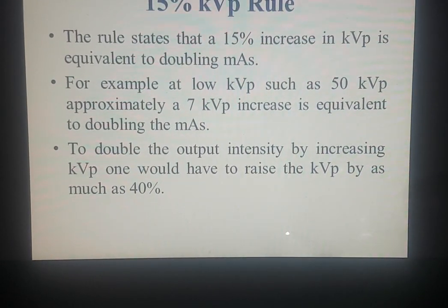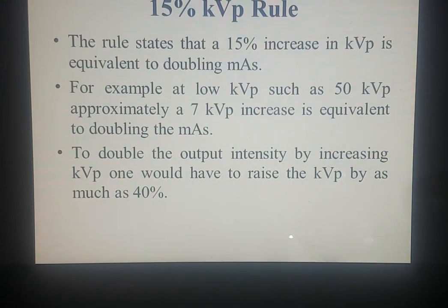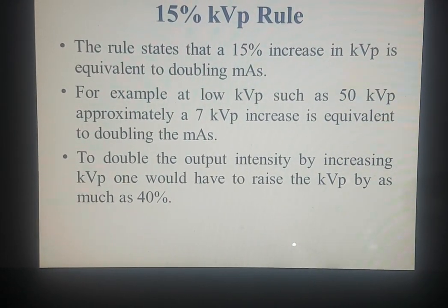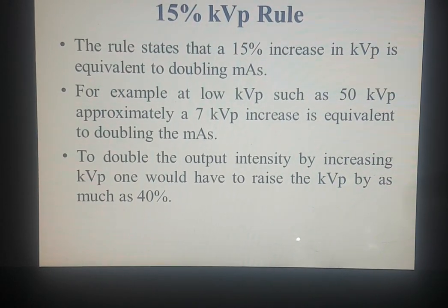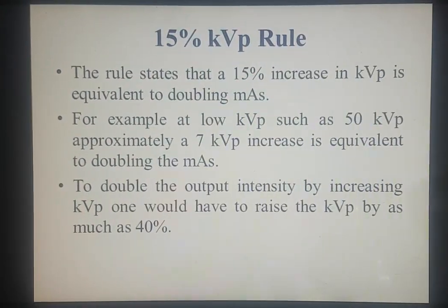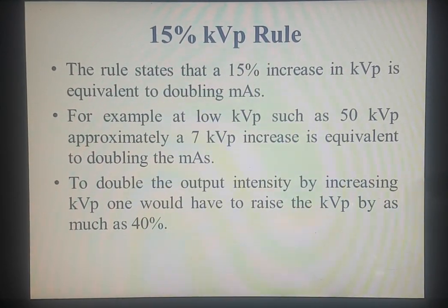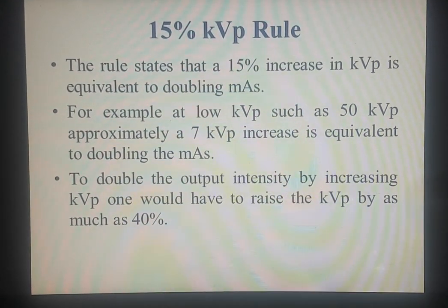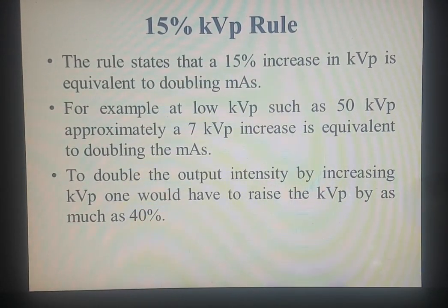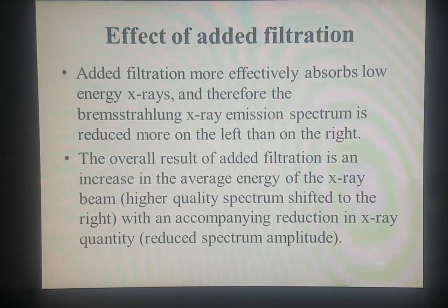So a 15% kVp increase does not double the X-ray intensity, but it is equivalent to doubling the mAs to obtain a given optical density. So it says that to double the output intensity by increasing the kVp, one would have to raise the kVp by as much as 40% and not 15%.